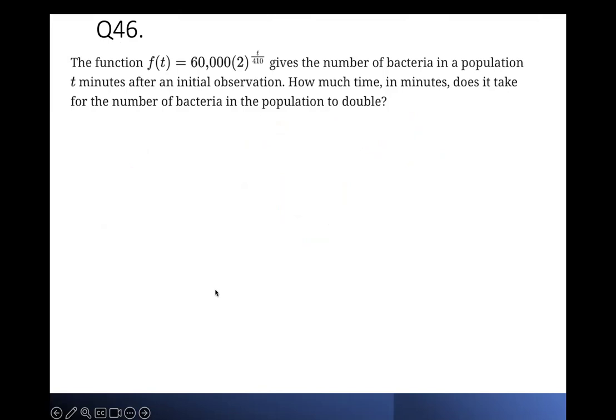The function f of t is this. This is exponential growth. It gives the number of bacteria in the population because they grow exponentially. After initial observation, how much time in minutes does it take for the number of bacteria in the population to double? If you never heard this before, I'm going to tell you this. You have to write it down. Stop the video. If they give you exponential growth and they're asking you for a double, look at the equation.